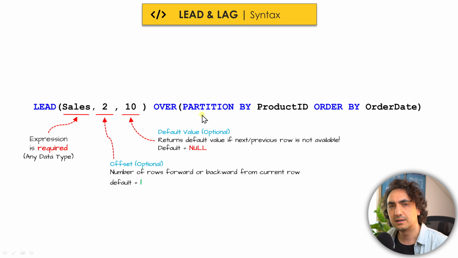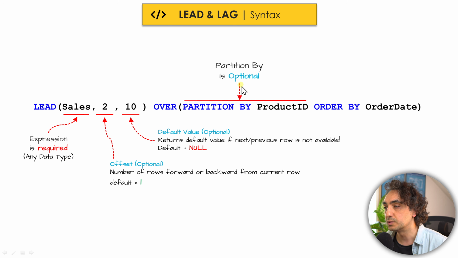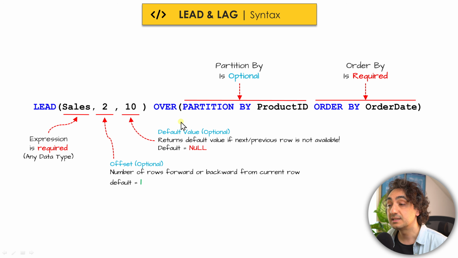Then the next parts are the standard ones. We have the OVER clause, then we have the PARTITION BY. As usual, PARTITION BY is optional. And then the ORDER BY. Those functions, like the rank functions, require you to sort the data.